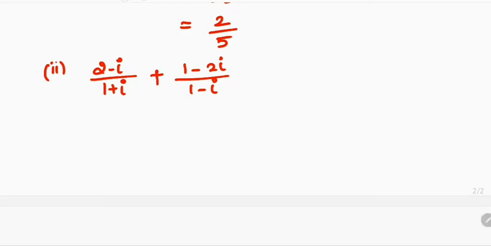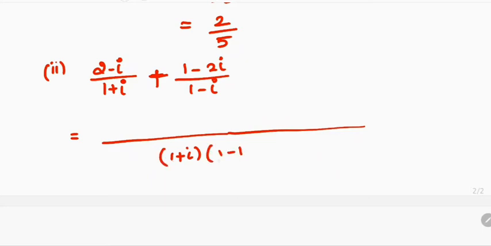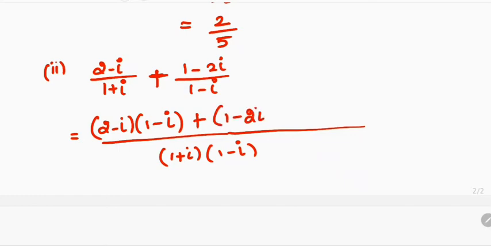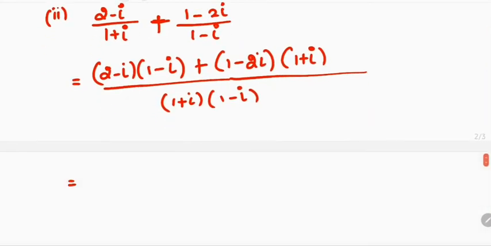So here in between you are having plus. First we have to rewrite this complex number in the rectangular form. For that you have to take the LCM. So what is the LCM here? It is (1 plus i) into (1 minus i). So if you take the LCM, it is (2 minus i) into (1 minus i) plus (1 minus 2i) into (1 plus i).